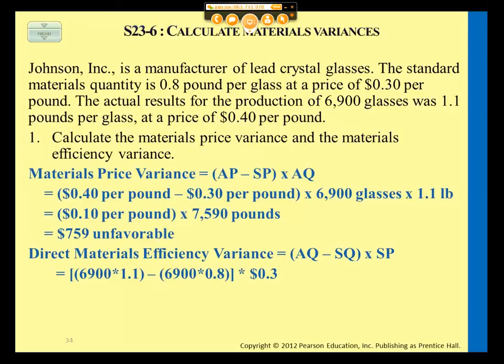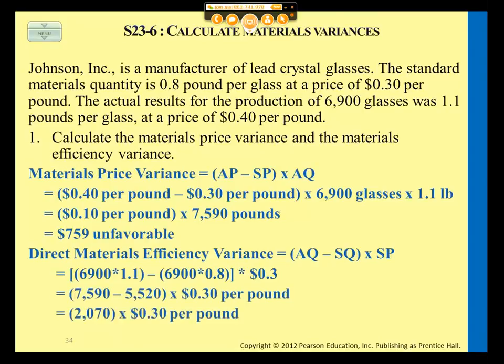Again, my actual quantity, just like I did here, I need to have everything in pounds. So I took 6,900 multiplied by 1.1 and subtracted 6,900 multiplied by 0.8. And my standard price is 30 cents, all given to me. By calculating this, I find that it's 621 and it's unfavorable. Why is it unfavorable?